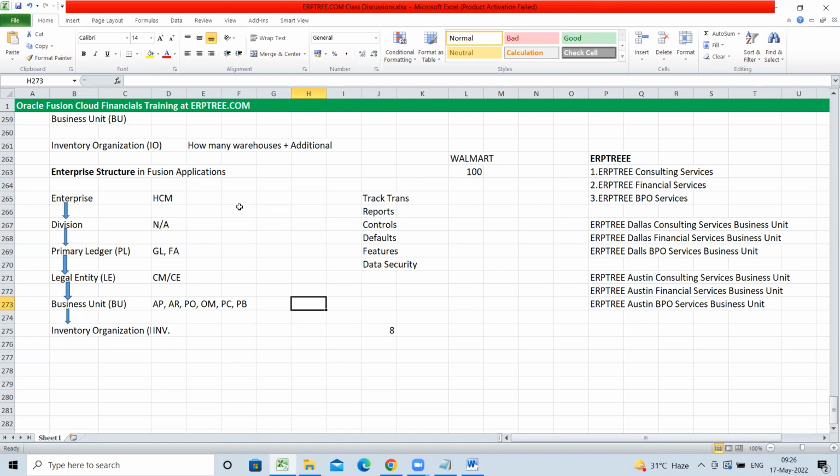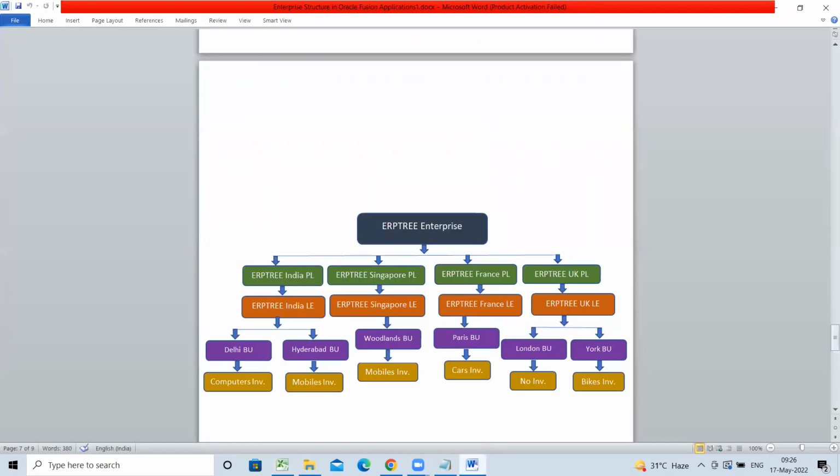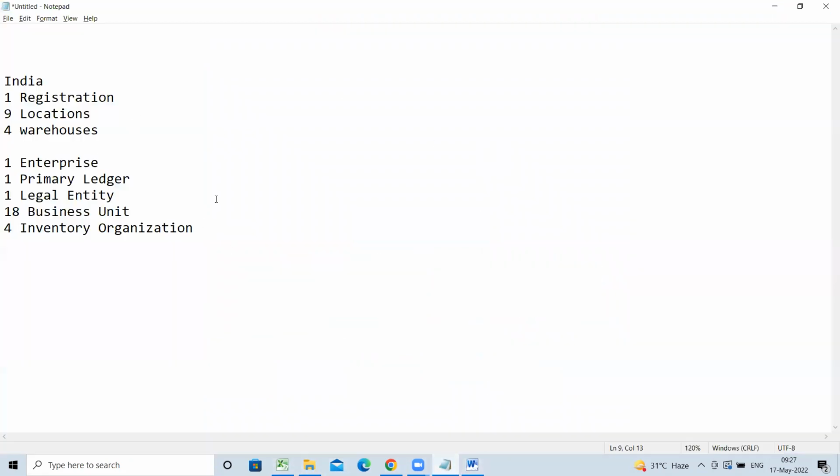Okay. So if no questions, we can wind up for today. If any questions, please. Any questions? Or else you can give me some scenario: if this is like this, how would the enterprise structure be? Or else let me ask a few questions.